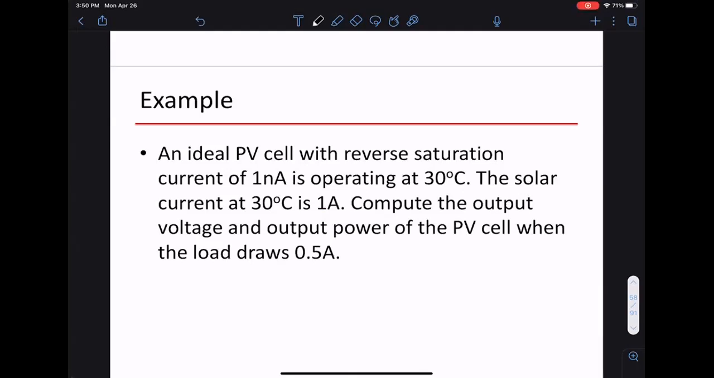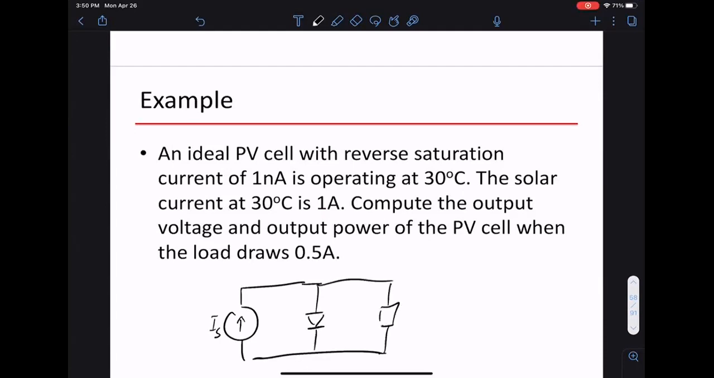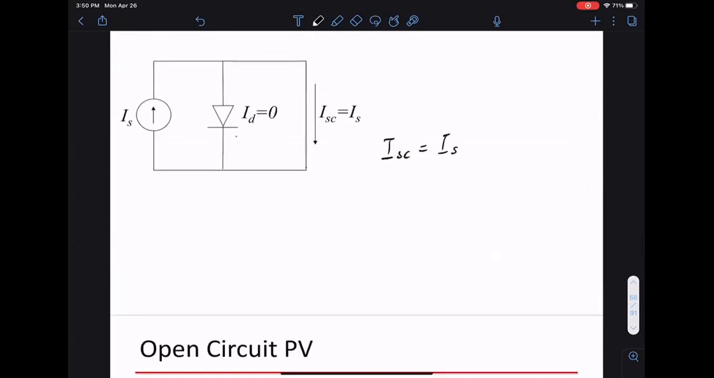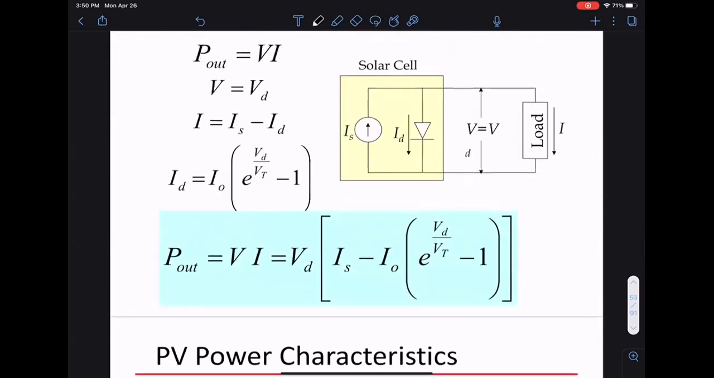So here, we know IS, we know how much this load is drawing. We know this thing is drawing 0.5 amps. We know this is outputting 1 amp. I want to know what's the voltage across this load. I want to know how much power this load is outputting.